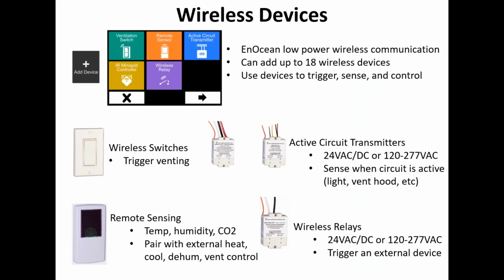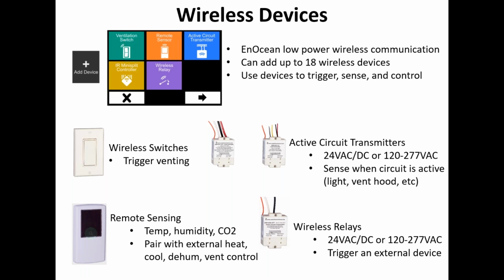Wireless devices, the wireless switches are the most common thing. This is for triggering spot ventilation. So we have wall switches as well as active circuit transmitters. The wall switch is just like a bathroom vent fan you might have in your house right now. So you hit this switch and that will tell the CERV to start ventilating.